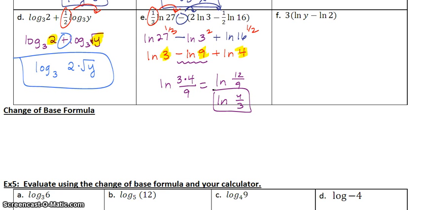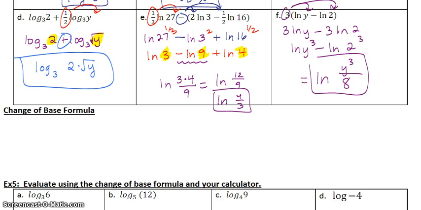Go ahead and pause the video and try part F. Alright, unpause, check your answer. If you need to pause it and look at what I did, feel free. I'm going to move on though because we're running out of time for this video.